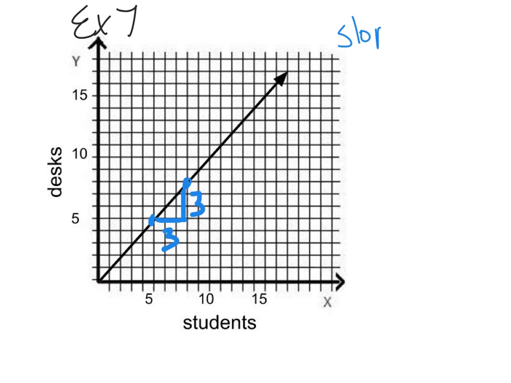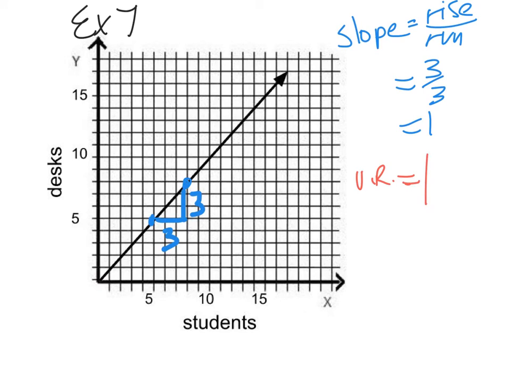My slope is rise over run, 3 over 3, which reduces to 1. My unit rate represents 1. My vertical unit is desk. My horizontal unit is student. So my unit rate represents 1 desk per student, which kind of makes sense.